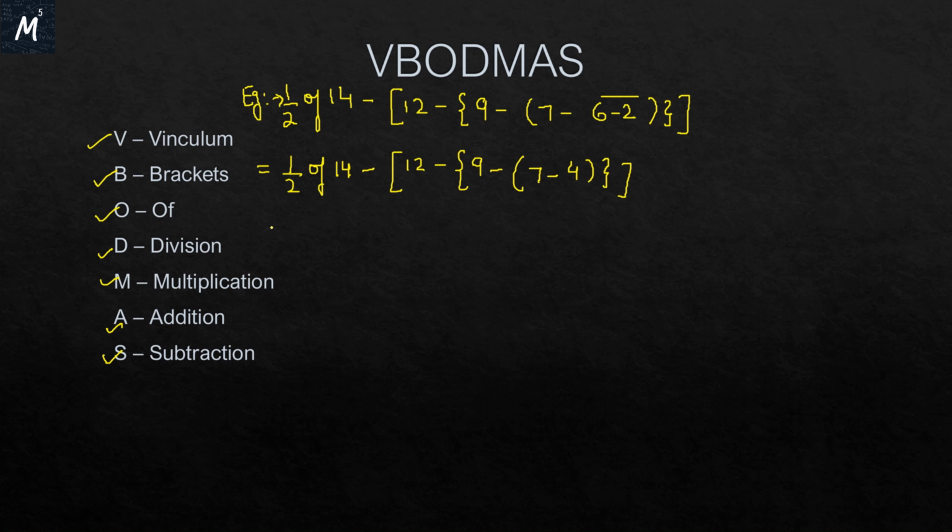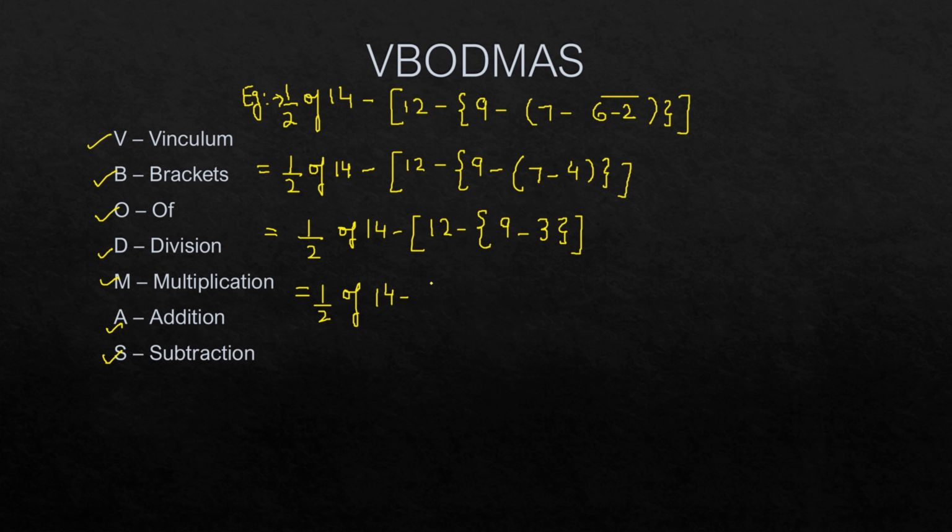Close the bracket. After this we are left with 3 types of bracket, and we know which one to follow first. We solve the parentheses first. So 9 minus 7 minus 4 is 3. Close the brackets. Now half of 14 is written as it is. 2 brackets are left. Out of the curly bracket and the square bracket, we solve the curly bracket. So 9 minus 3 is 6. Half of 14, only the square bracket is left. So we'll solve this. We get 6.